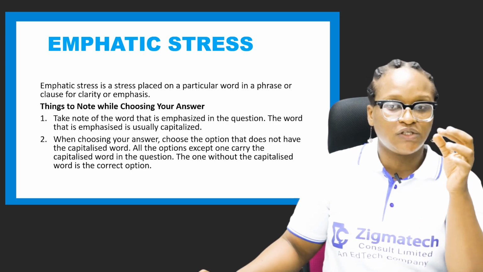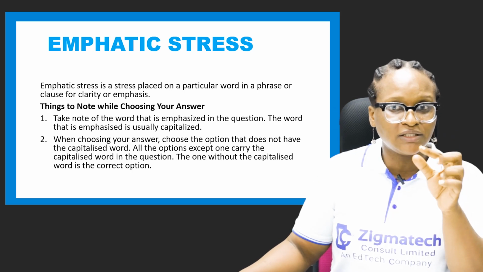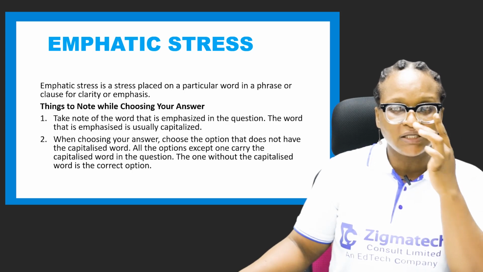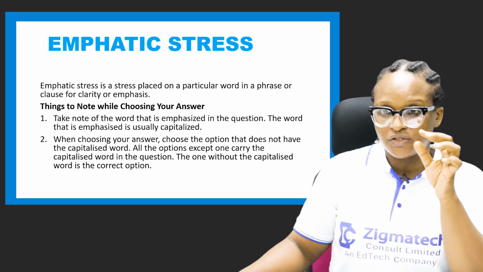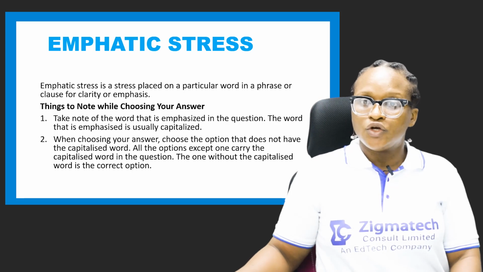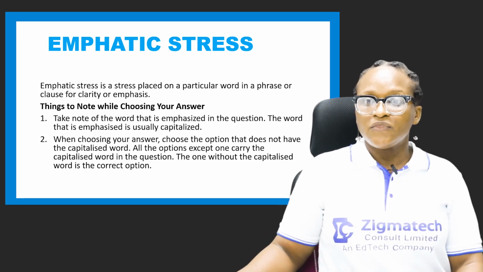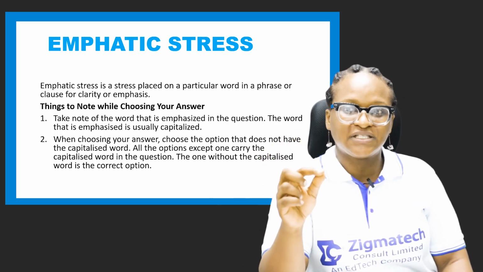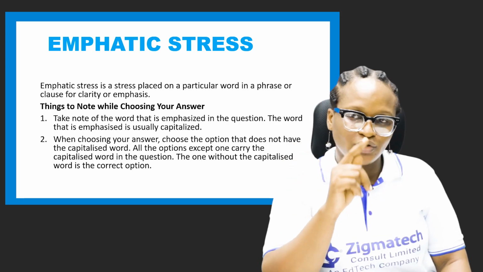So, things to note while choosing your answer. What are the things I need to note? Once you get conversant with these things, trust me, if you go to ExamGuide and check questions from each year past on emphatic stress, you will be happy, you will obey the rules, and you will definitely get everything. So take note of this while choosing your answers. Take note of the word that is emphasized in the question. The emphasized word is usually capitalized.